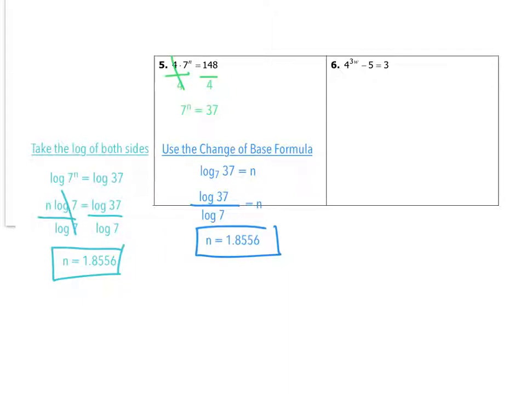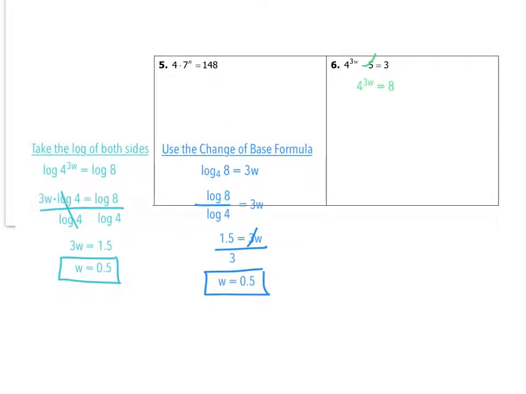So go ahead and pause the video and see if you can isolate the exponential expression and then solve for the variable. Alright, so regardless of which method you chose, you should end up with w equals 0.5 or 1/2. So if you got that, go ahead and fast forward to the reflection part of this lesson. If you didn't, then go ahead and look through my work, see if you can identify where you went wrong and correct it, or make note of any questions you might have.